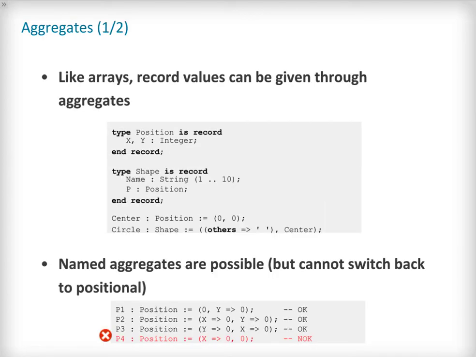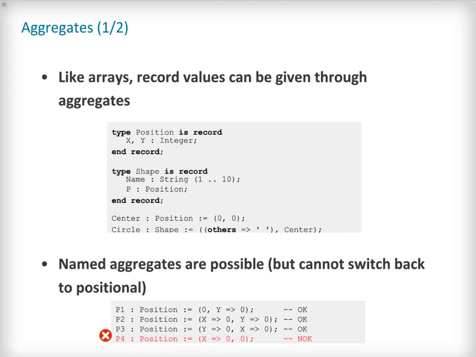As with arrays, there is a literal for records which is again called an aggregate. The syntax is quite similar to the array syntax. It's opening a parenthesis and then listing values one by one. The first syntax that is shown here is the positional syntax, so values have to be given in order.